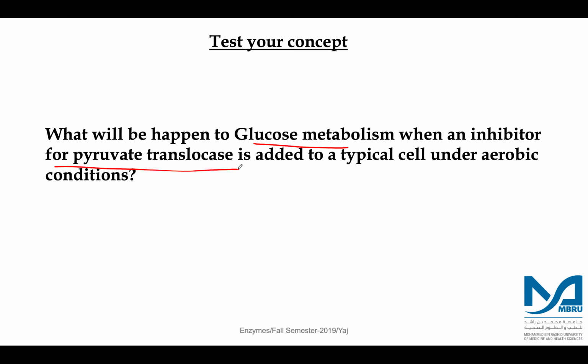In the exam, when we talk about a typical cell, I designate a cell that has mitochondria and other organelles that you have studied in the cytology lecture of Dr. Nerissa. So what will happen to glucose metabolism when an inhibitor for pyruvate translocase is added to a typical cell, that is, a cell containing mitochondria, under aerobic conditions?